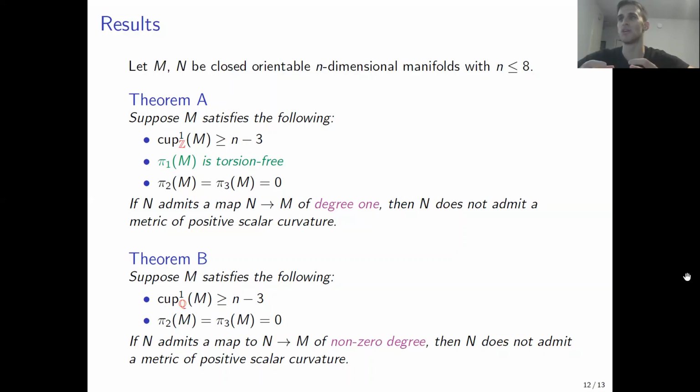Also, it allows us to replace degree 1 with non-zero degree, because we have a homology class in degree 3, which when multiplied by an integer remains non-zero. Whereas in the integral case, the only way you can ensure that it remains non-zero is if you multiply by 1 or minus 1, which is why we have degree 1 in theorem A. Okay.